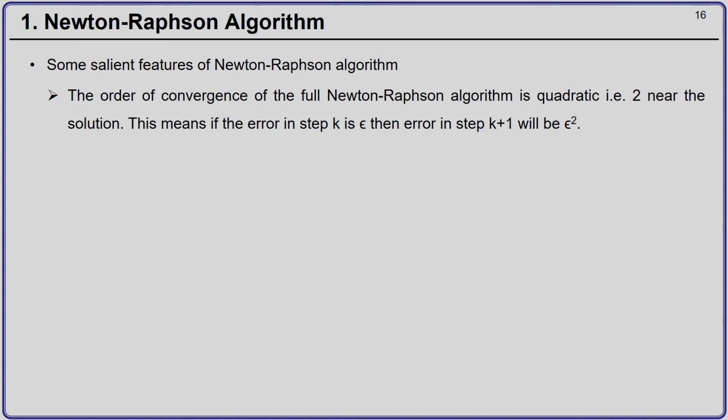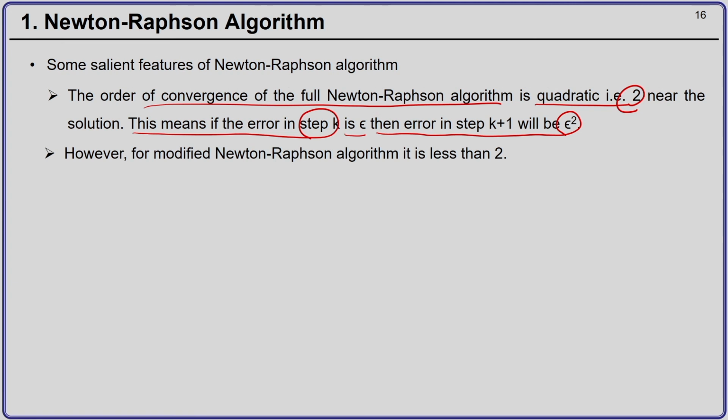Okay. So, the order of convergence of the full Newton-Raphson algorithm is quadratic, that is, it is 2 near the solution. What it means is, if the error at step k of the Newton-Raphson iteration is epsilon, then the error in the next step will be epsilon square. Okay. If you are near to the solution, the error goes down quadratically, that is of order 2. However, if you are using the modified Newton-Raphson algorithm, this will be less than 2. Okay. So, the order of convergence for modified Newton-Raphson method is less than 2.